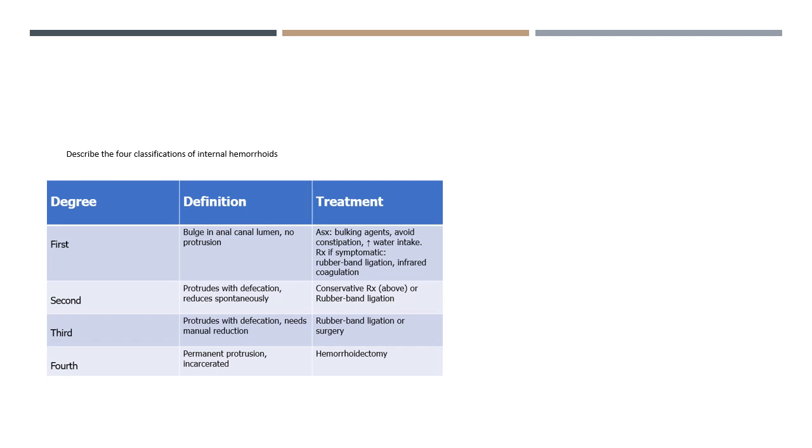Treatment is going to vary based on the grade. For first degree, if symptomatic, you could do a rubber band ligation. If asymptomatic, a bulking agent and basically better bowel habits is what's going to be successful. Second and third degree, you could do a rubber band ligation, or surgery for third degree, but rubber band ligation is probably the best option. And then fourth, you have surgery, a hemorrhoidectomy.